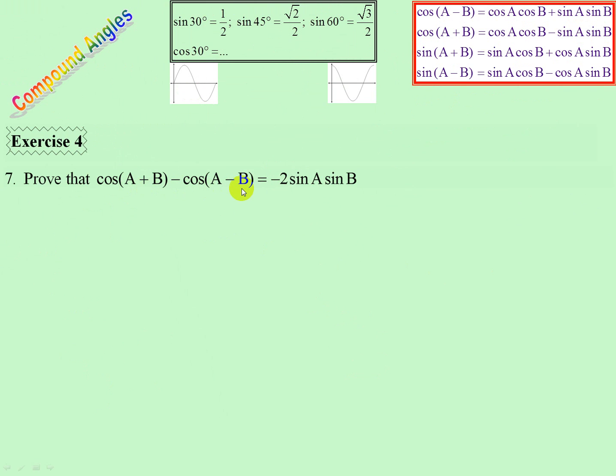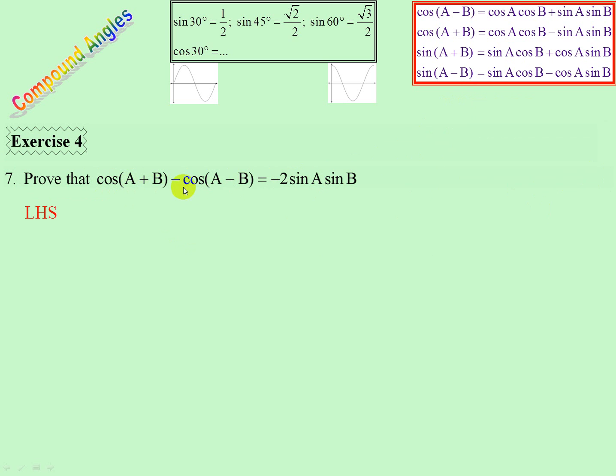Cos A plus B minus cos A minus B. Now, prove that this equals that. If you look at these things and say, I'm trying to see how I get there, don't do that. What you must do is forget this side and simplify that as far as possible. This guides me that they're cos, cos, sine, sine, so I must just expand them like that.